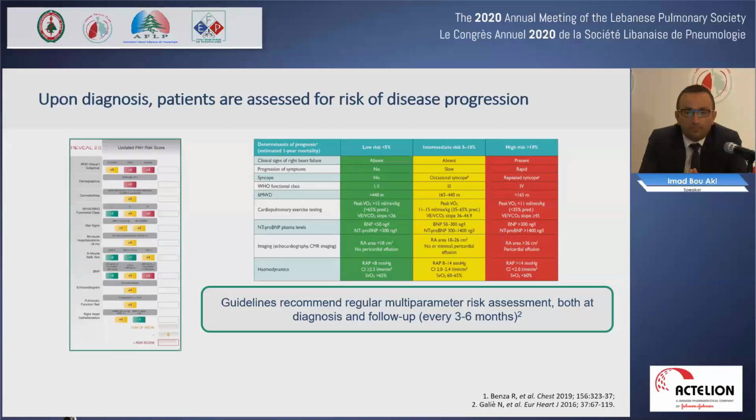the one based on the guidelines of the European ESC and ERS guidelines from 2015 that covers this three-color system, green, yellow, and red, going over multiple variables, like mainly functional status, symptoms, 6-minute walk, cardiopulmonary exercise testing, pro-BNP or BNP, and heart findings and hemodynamics in a right heart cath when you're in doubt.